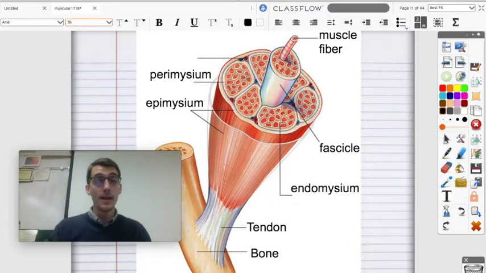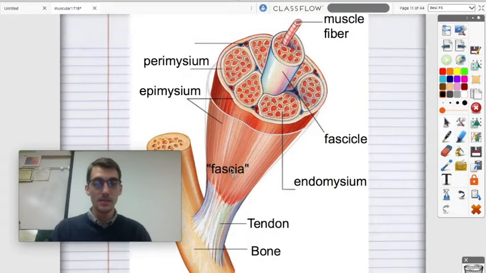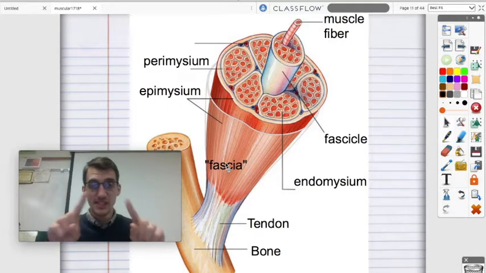All right, so there's our three, and by the way, these are called fascia. Anything that ends with "mysium" is called a fascia. They act as kind of like connective tissue zip ties that go around the fibers and the bundles of fibers.